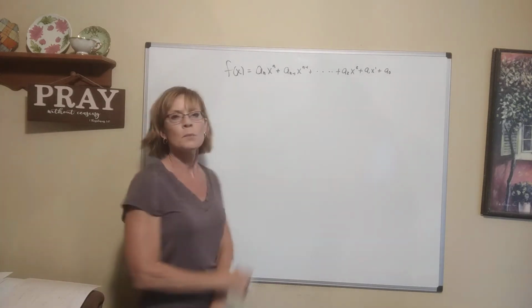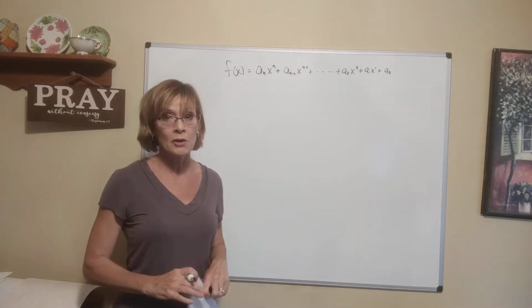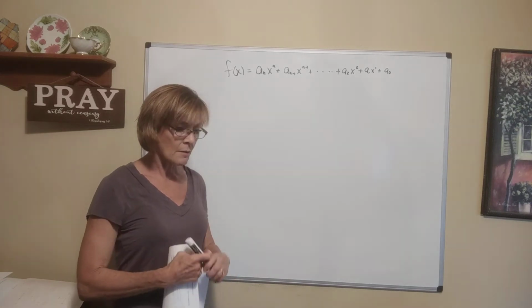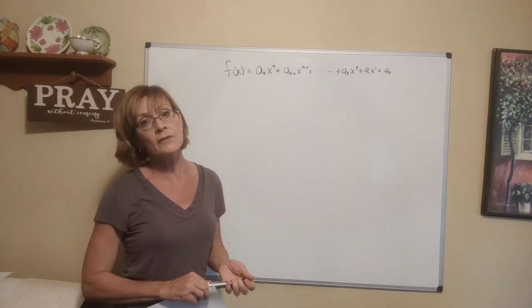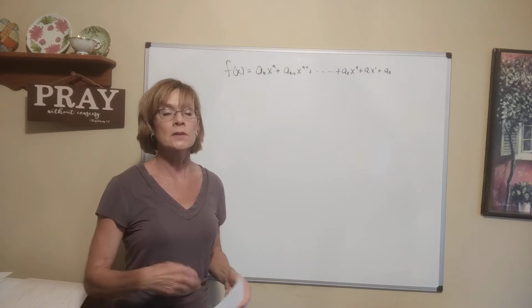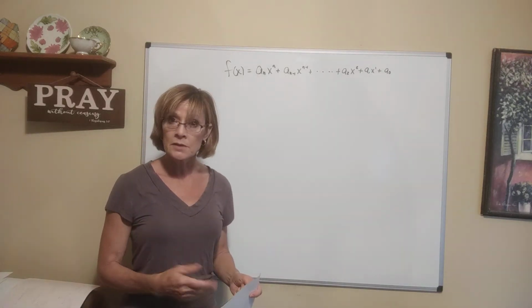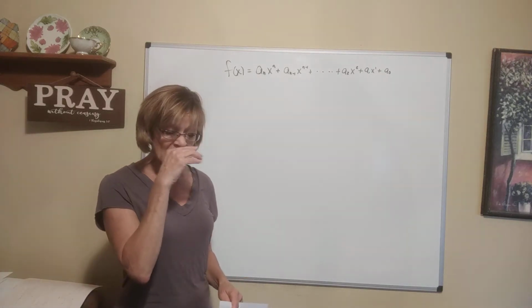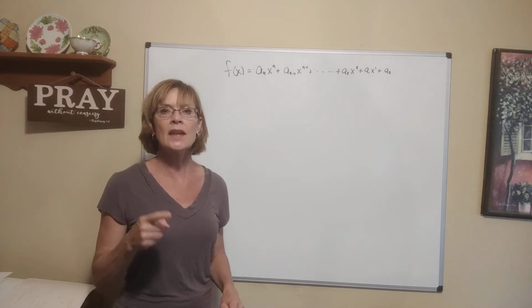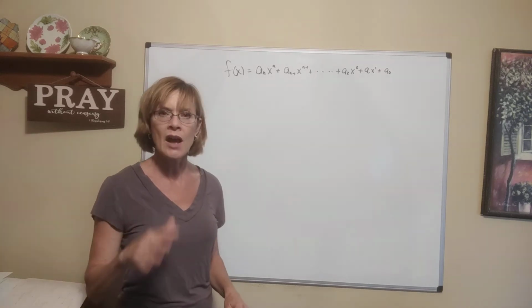What makes anything a polynomial is the fact that the coefficients, the numbers in front of the x terms, are real numbers. They don't have to be whole numbers. They can be fractions. They can be radicals, but they just can't have an imaginary part to them. They can't have an i in them.